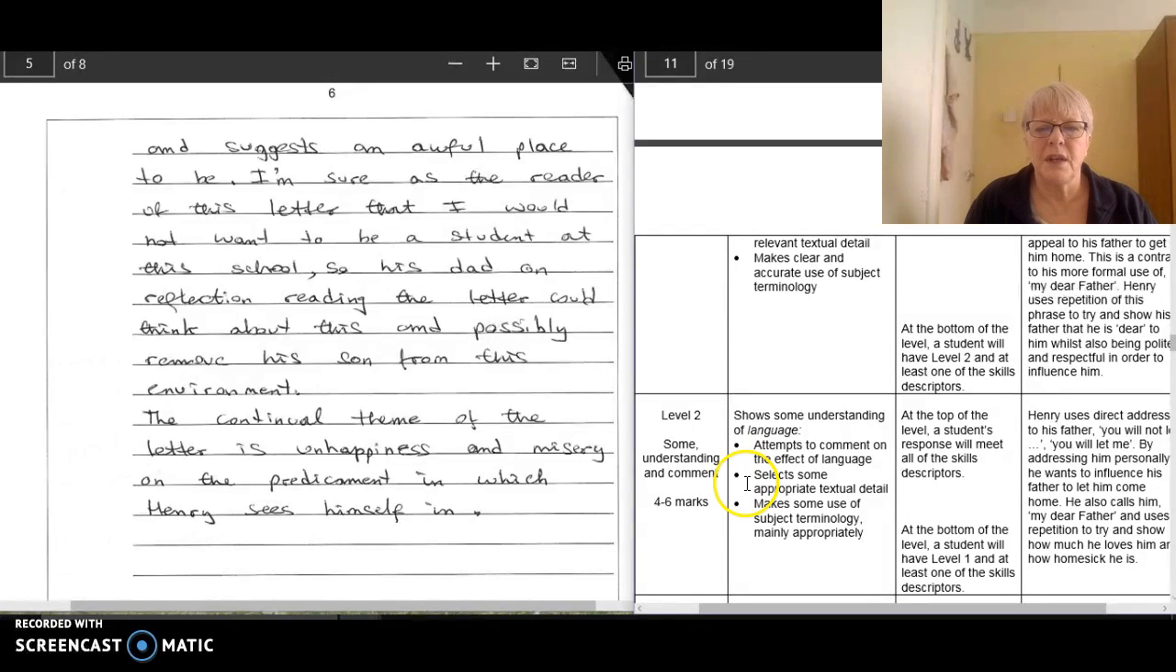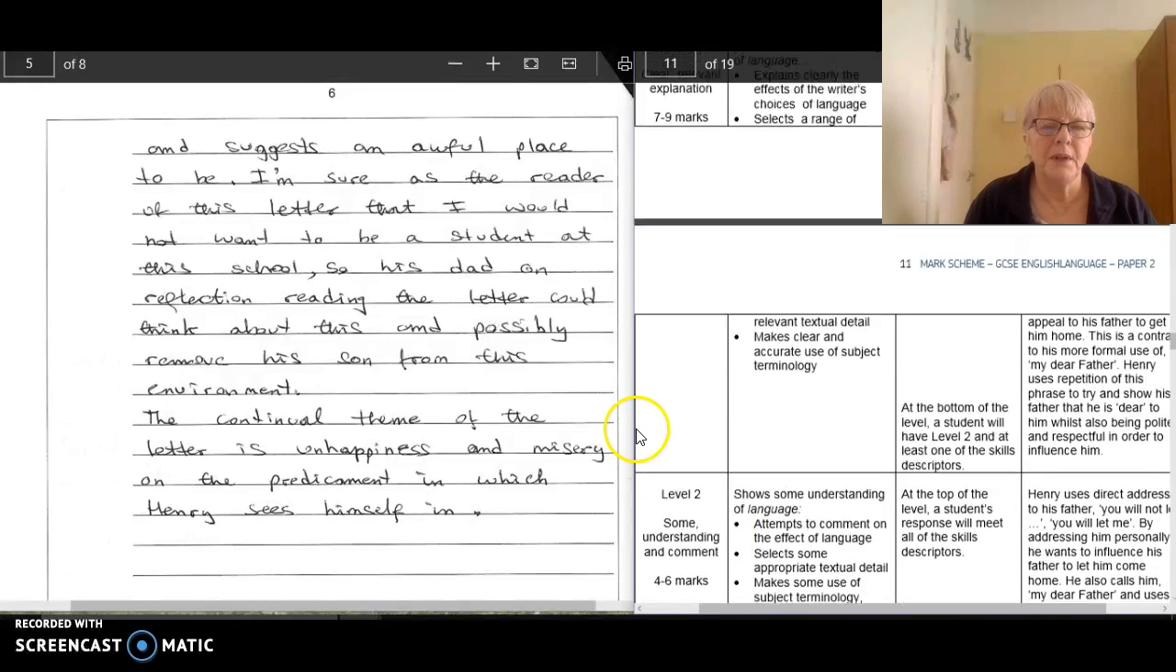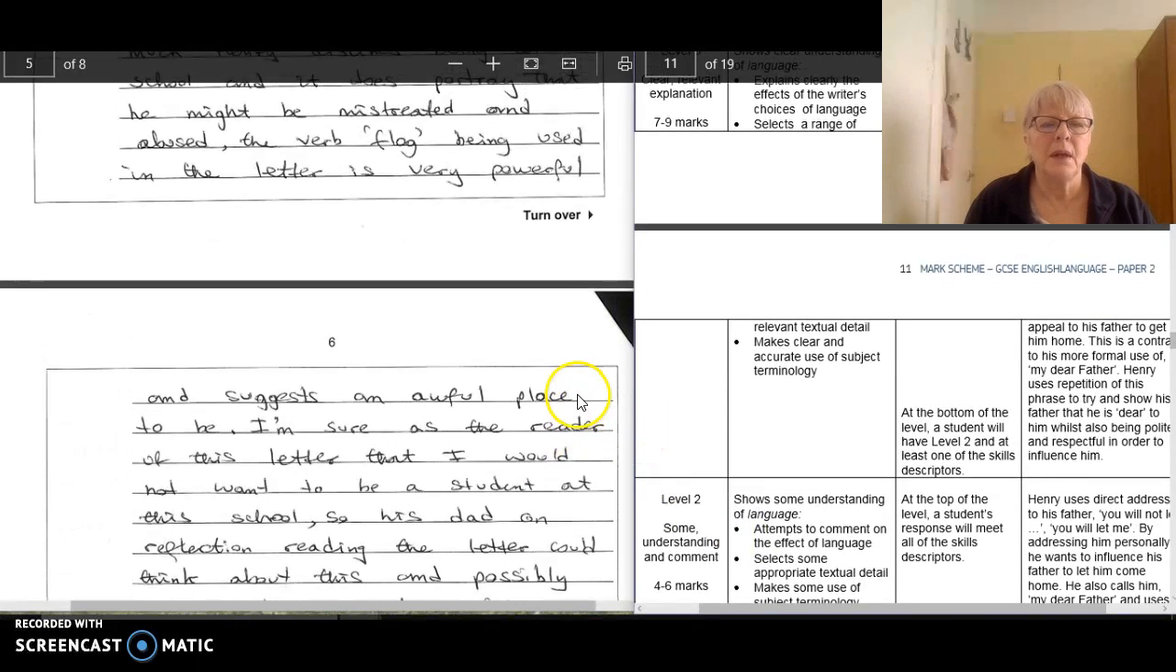Select some appropriate textual detail. Yes, again, you've included the quotes and they are relevant to the points that you're making. And the last one, make some use of subject terminology, mainly appropriately. You have used the subject terminology. It's mainly appropriately because, as we've already mentioned, you've used metaphor instead of simile. So we've covered all those bullet points there.